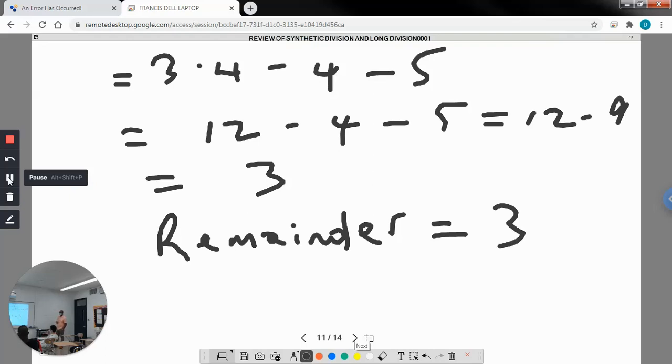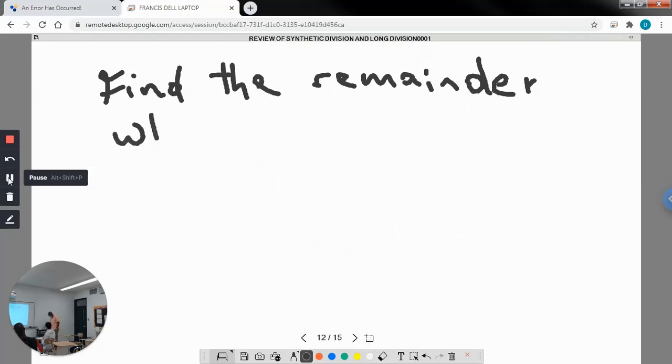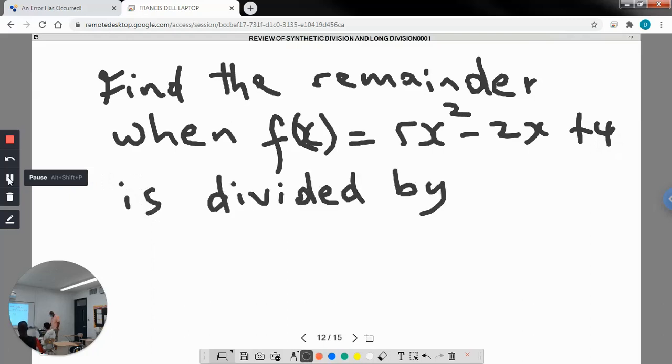So I'm going to give you one to do. Alright, ready? The question is, find the remainder when f of x equals 5x squared minus 2x plus 4 is divided by x minus 3. Try that one.